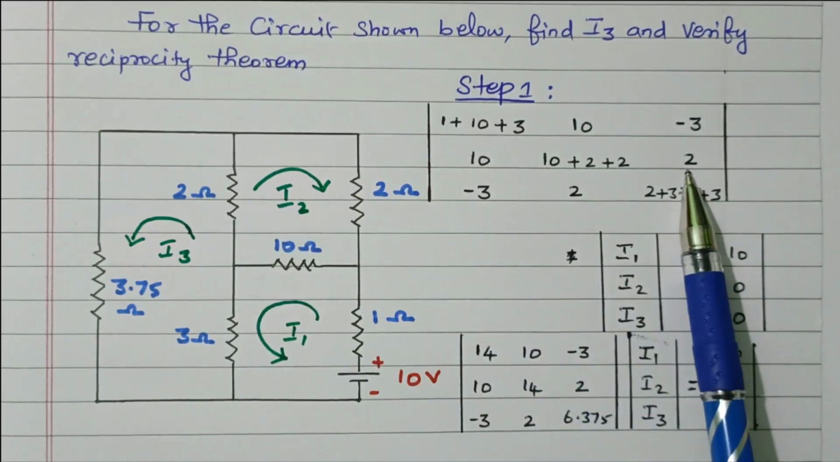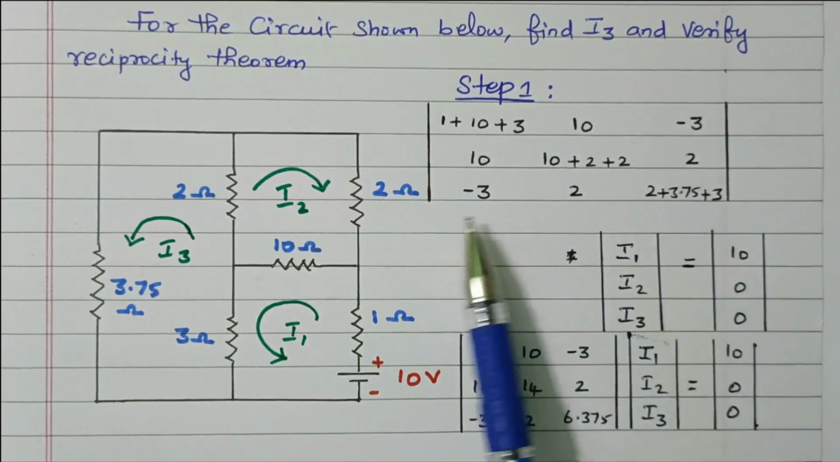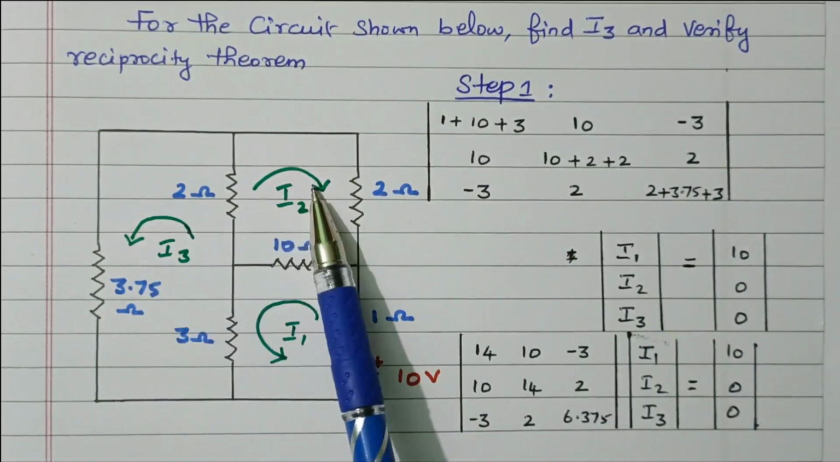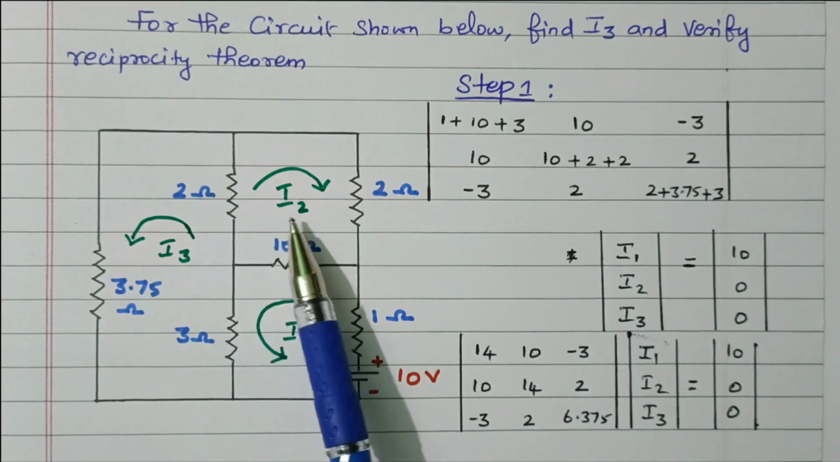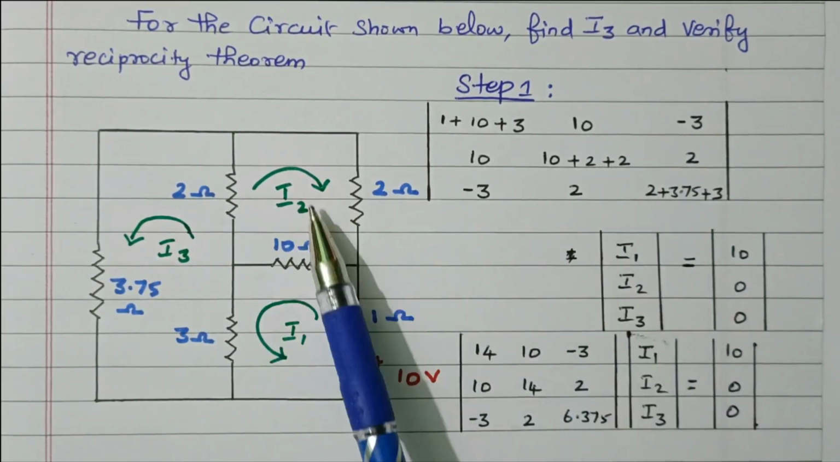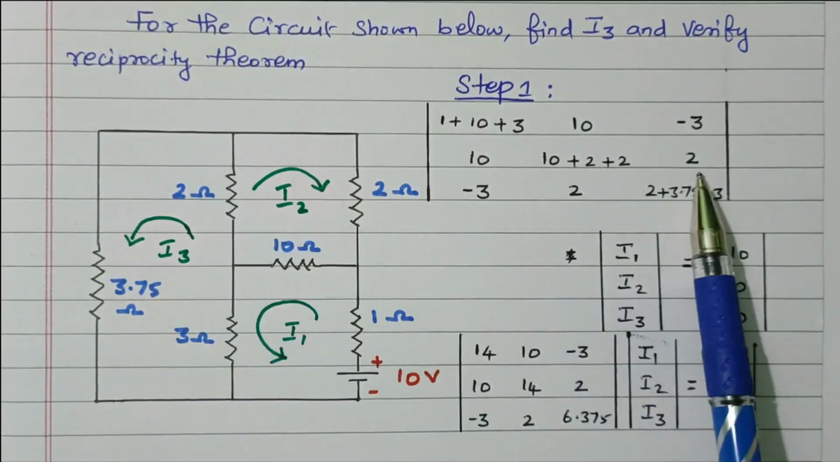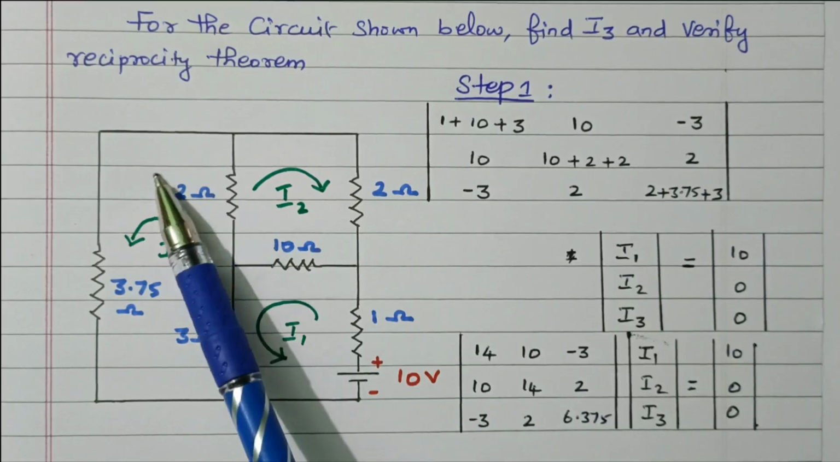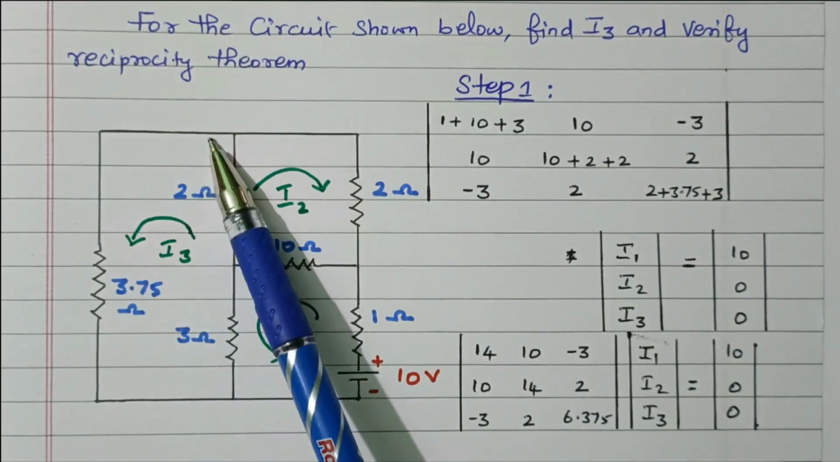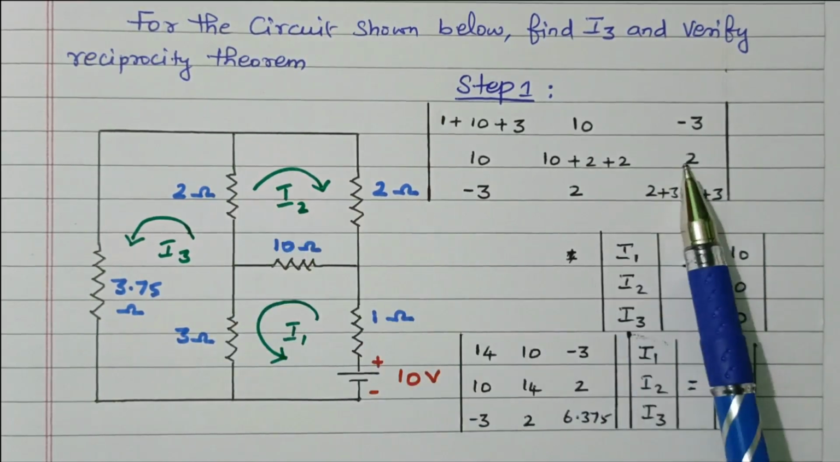What is this? This is R23, available between the second loop and the third loop. This 2 ohm is connected commonly between the second loop and third loop, so that's 2. See the current direction, this is going upward and this is also going upward, so plus 2. This is anticlockwise direction, going upward, and this is clockwise direction, also upward.